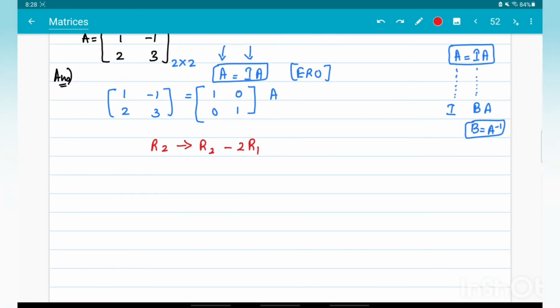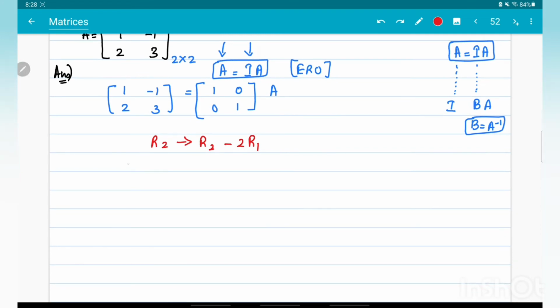So when I apply this elementary transformation, what I get is my row 2 will be changed to row 2 minus 2 times of row 1. So this is my row 2. Okay, so we are basically focusing on the LHS side, but we don't have to forget that on the RHS also we have to perform the same elementary transformations. Okay, that is basically the rule.